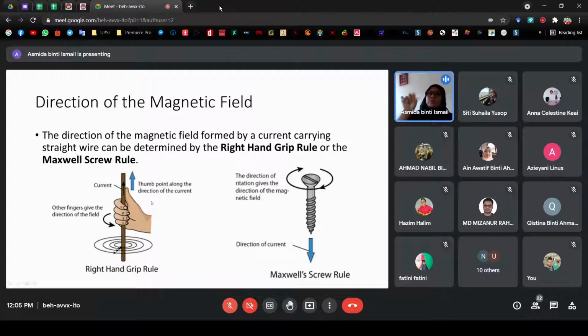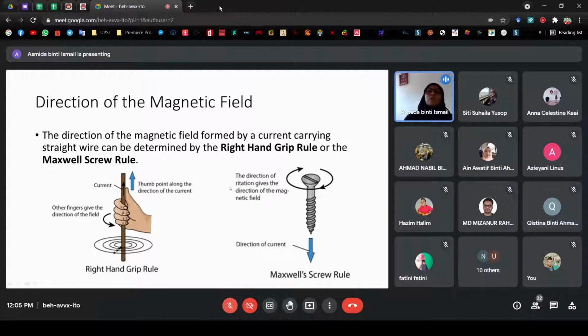Okay, your screw, kalau kita masukkan screw, kita nak ketatkan screw kita, maksudnya this is the direction of your current. Katakan you punya arus masuk. So kalau you nak ketatkan screw, nak masukkan screw ni ke dalam, you kena pusing dia clockwise. So this means that this is the direction of the magnetic field, and screw masuk ke dalam tu is the direction of the current.